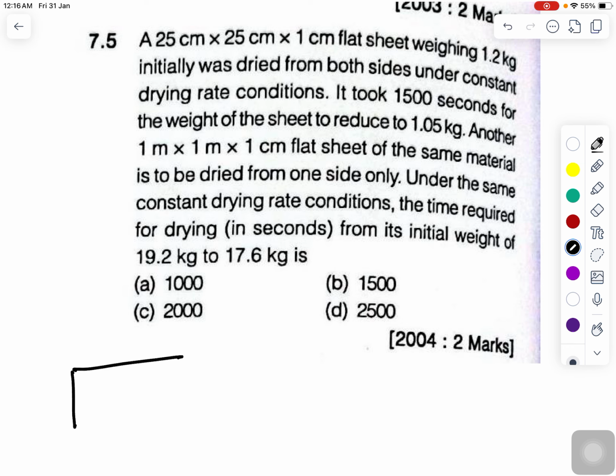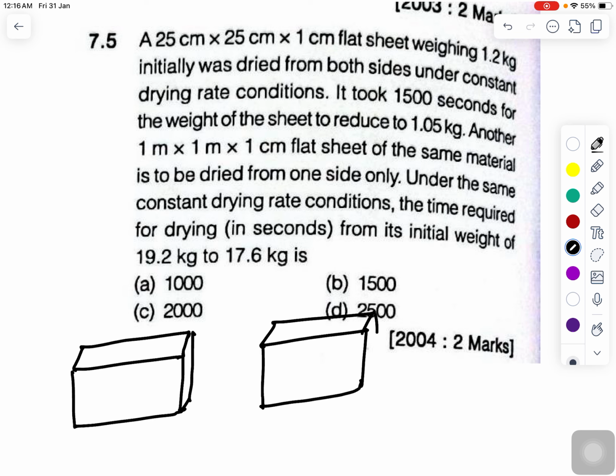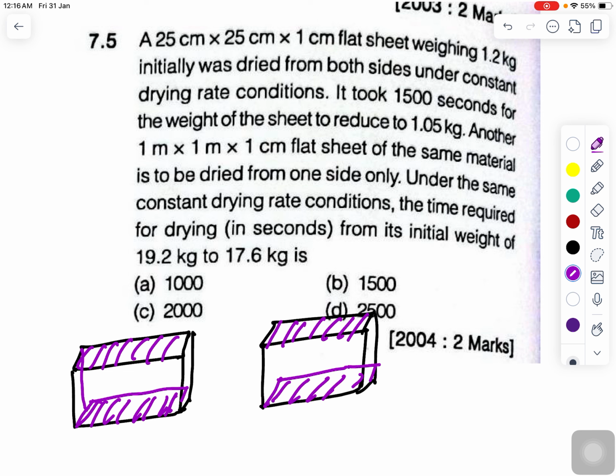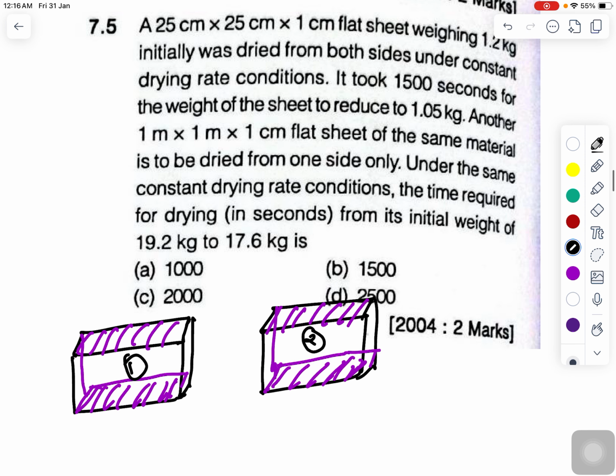So you have two sheets, something like that, right? Here you can see this looks like this way. Again there is this one, again this one is looking like that. Okay, so this is sheet 1 and this is sheet 2. Here the dimension is 25 cross 25. So the area of this particular sheet, A1, is equal to 25 cross 25 into 10 to the power minus 4 meter square.